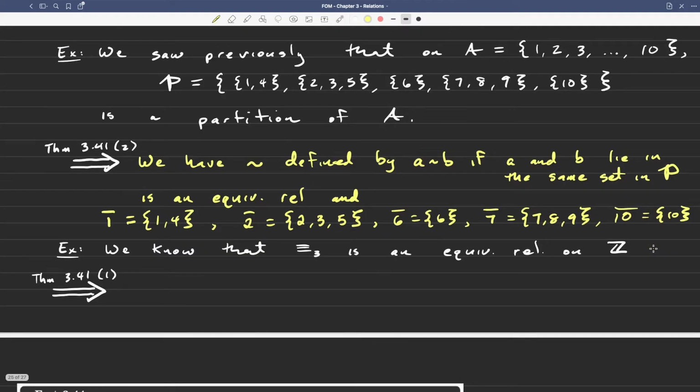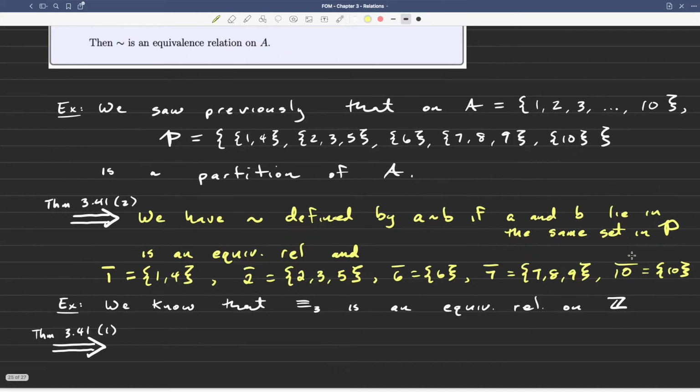The equivalence classes are exactly the sets in the partition. So we started with the partition. That gave rise to an equivalence relation, the equivalence classes of which were exactly the sets of the partition.